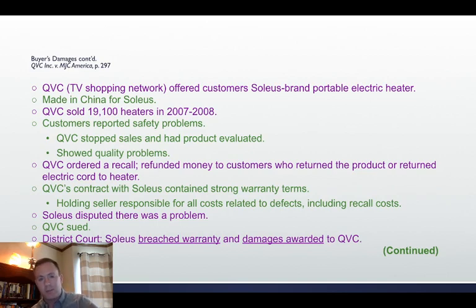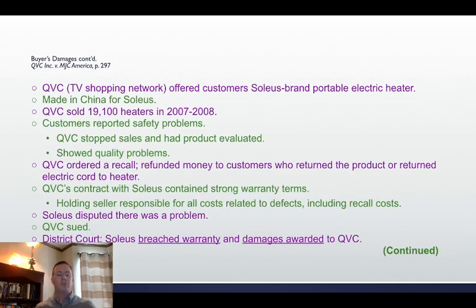Eventually, as happens sometimes with these space heaters, there's some safety issues. They overheat, and they can cause some burns or maybe even a small fire. They had a problem, I believe, with the cord that was overheating or was helping the product to overheat. So when these issues get reported to QVC, QVC does what you should always do in this situation, and this is something I haven't expressly addressed.